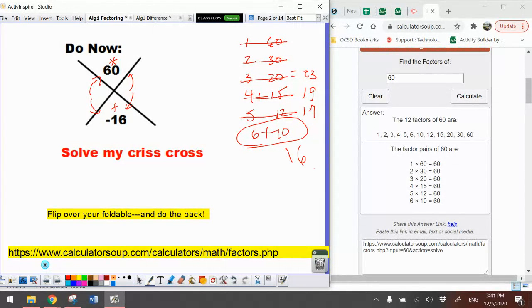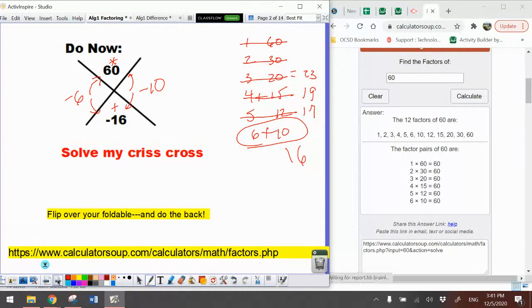Well, how can I possibly come up with the negative 16? They would just have to be negative. So let's see if this works. Negative 6 plus negative 10 gives me a negative 16. Negative 6 times negative 10 gives me a positive 60. So my crisscross is complete. I have negative 6 and negative 10.